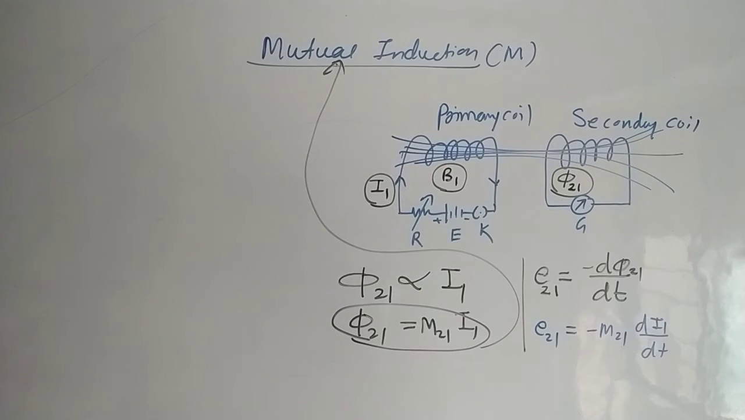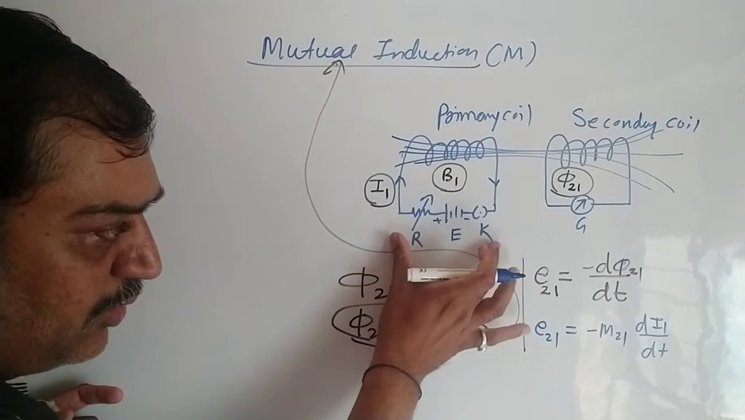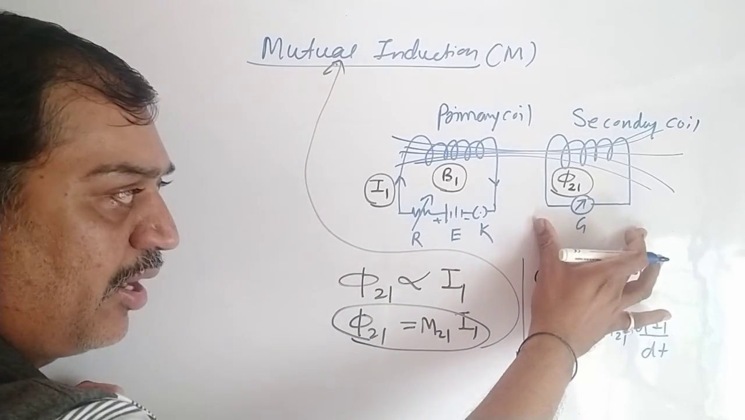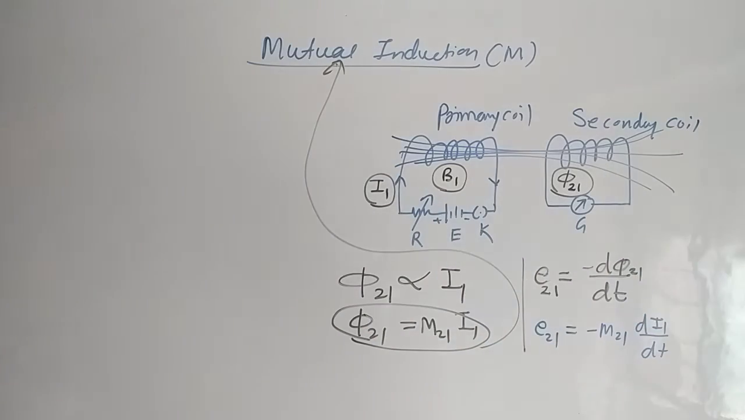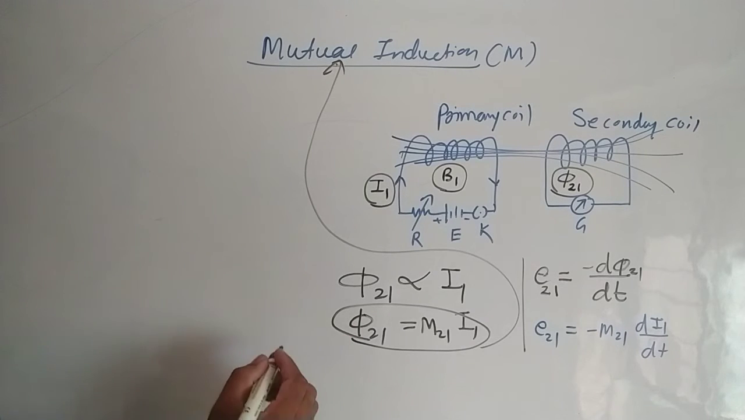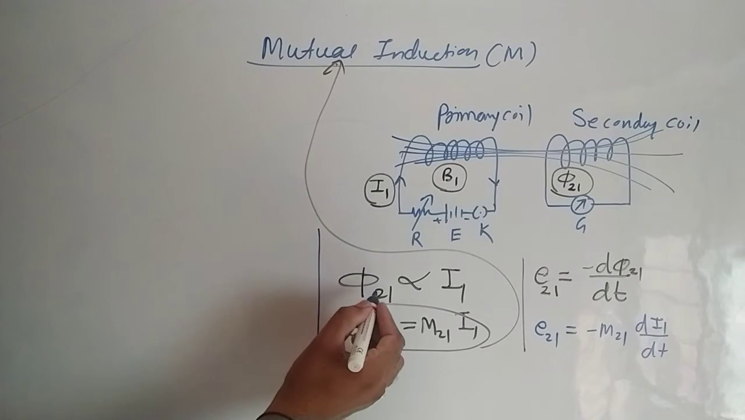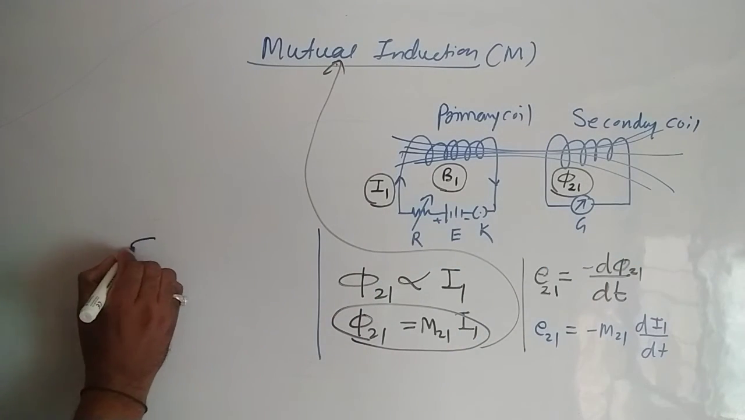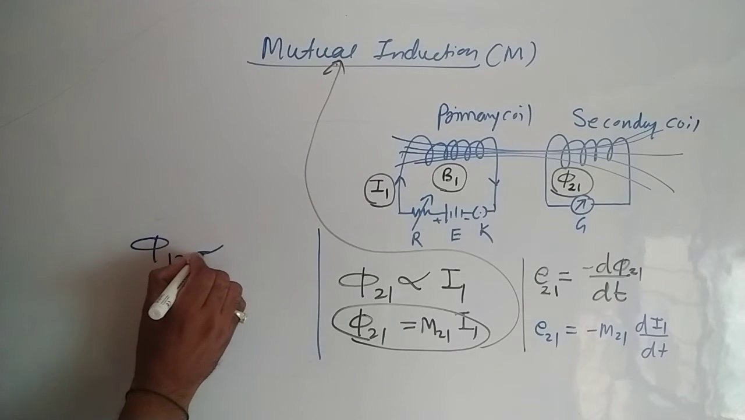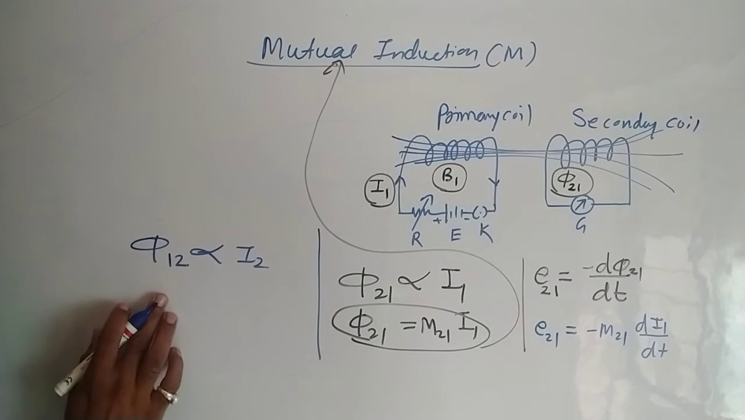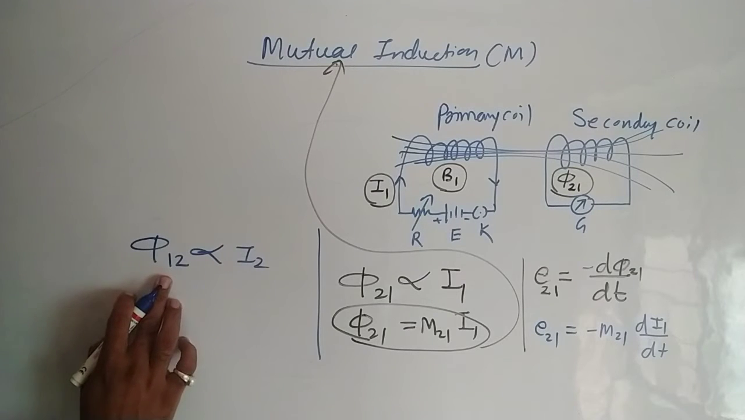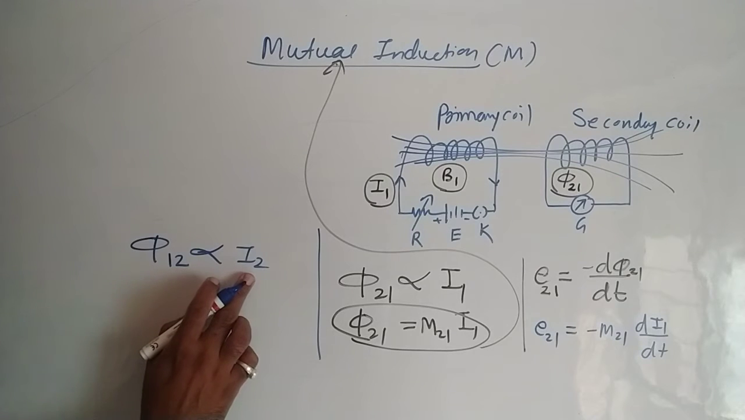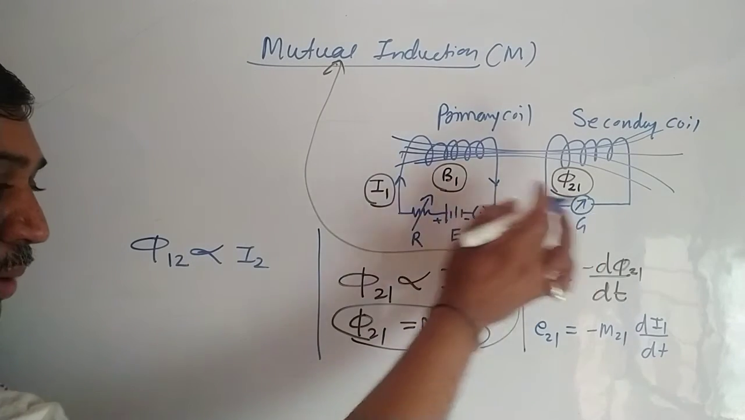Suppose we have changed the direction. Suppose the galvanometer is connected here and the whole thing goes here. Whole thing means the resistance, battery eliminator and key are connected to the secondary coil, and the galvanometer moves to the primary coil. Then in that case, similar to this, we write: instead of φ21, we get φ12 directly proportional to I2. φ12 is the magnetic flux produced in the first coil due to the flow of current in the secondary coil, and the secondary coil current is I2.